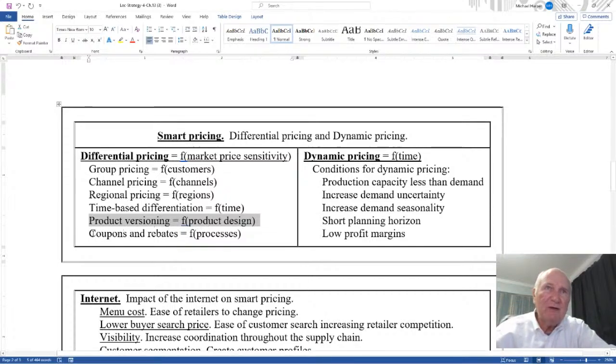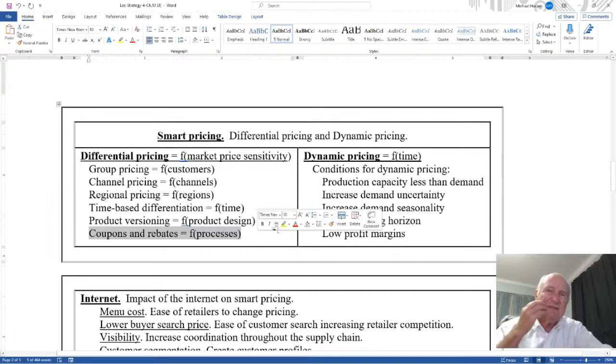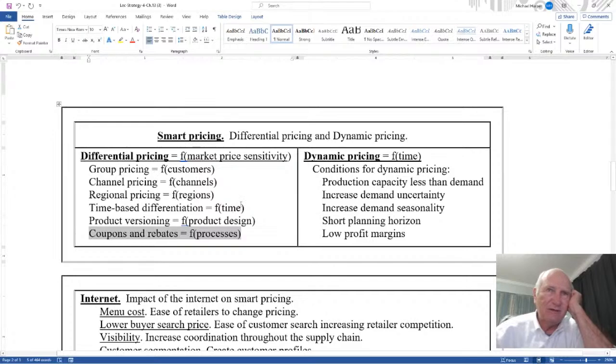And finally, coupons and rebates. That's the processes. The process of gaining a different price. Like you can have a smaller price if you use the coupon, but you have to bring in the coupon. So the process of getting the coupon, bringing it in, will change the price. Or rebates. You can have a lower price if you send off for this rebate from the manufacturer. And so the processes then could be a function of it.